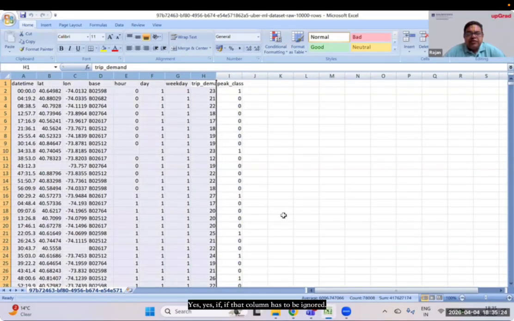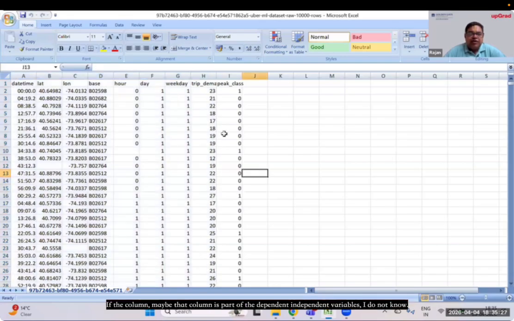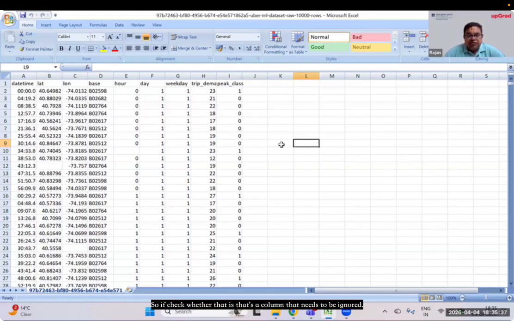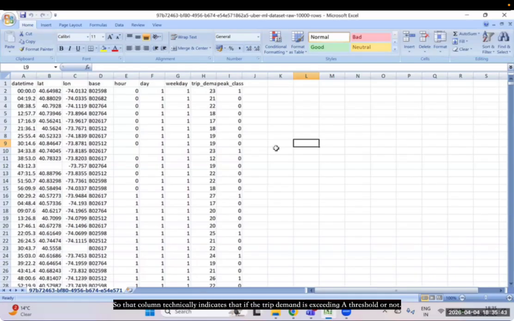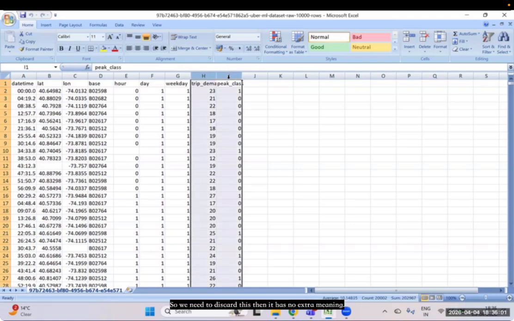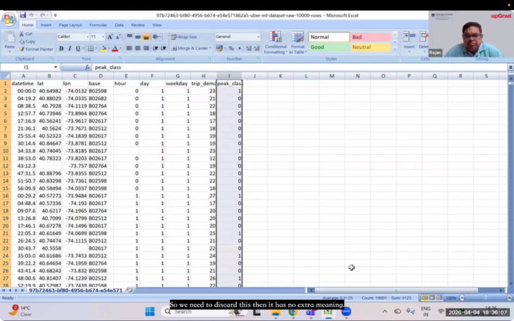If that column has to be ignored, maybe that column is part of the independent variables, I do not know. Check whether that's a column that needs to be ignored. That column technically indicates whether the trip demand is exceeding a threshold or not. If it is exceeding 22, then it goes to 1, otherwise it's 0. So if we consider P class as a dependent variable, there will be leakage. There is a direct correlation between both of them, so we need to discard this. Then it has no extra meaning.